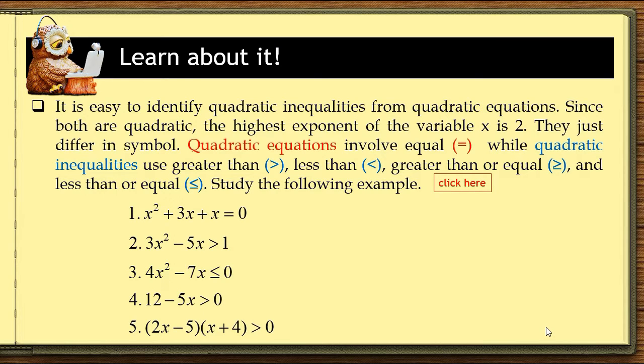It is easy to identify quadratic inequalities from quadratic equations. Since both are quadratic, the highest exponent of the variable x is 2. They just differ in symbol. Quadratic equations involve the equal sign, while quadratic inequalities use greater than, less than, greater than or equal, and less than or equal. Study the following examples.